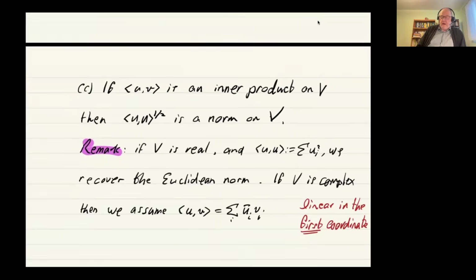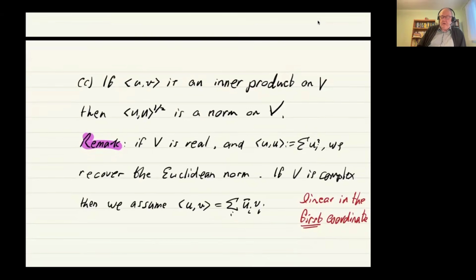The other comment is we can get norms from inner products. If you have an inner product in a vector space, then the square root of u comma u is a norm. And that's a very convenient norm. When v is real, you just get the Euclidean norm again. If v is complex and the inner product is as I show here, then we get the usual norm on complex vectors.